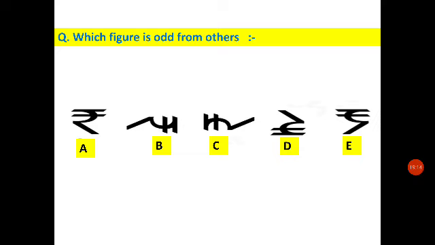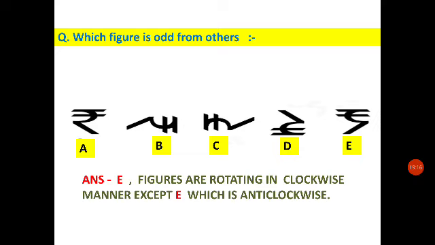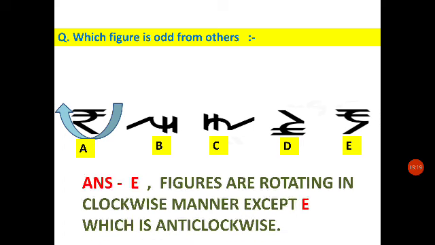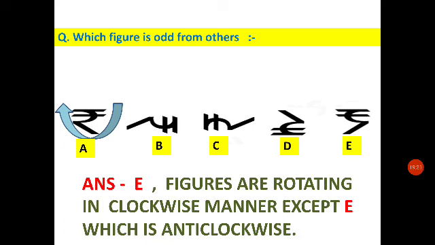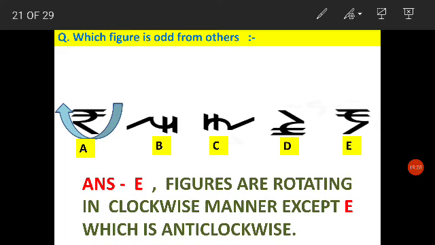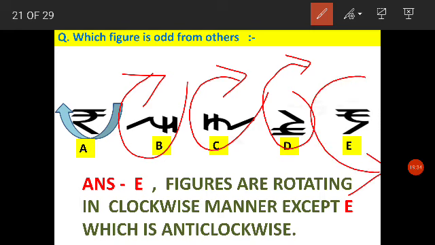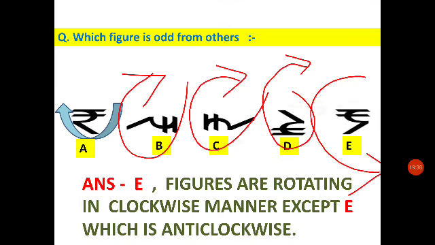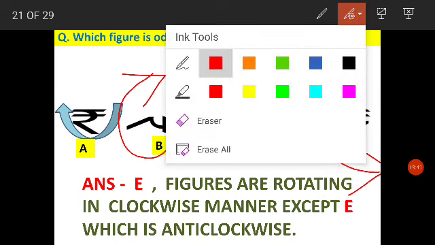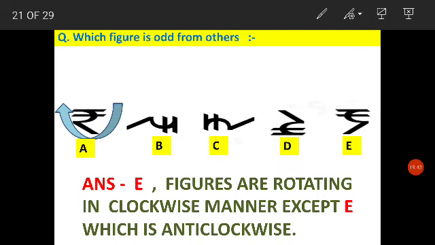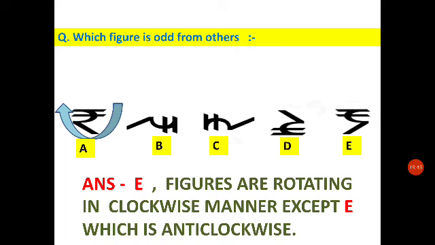Now which figure is odd from others? Answer is E, because figures are rotating in clockwise manner except E, which is anti-clockwise. Hope this is clear. So now let's see next.